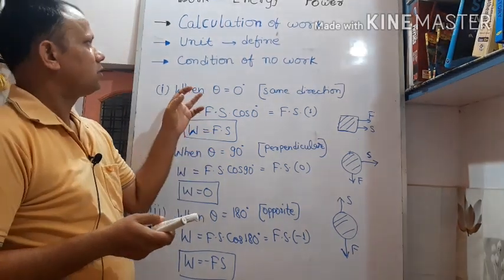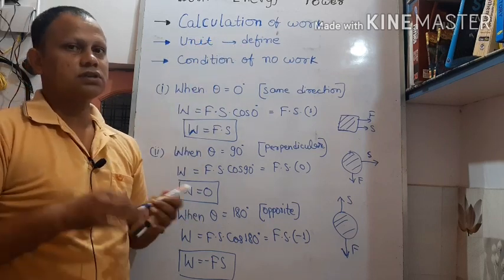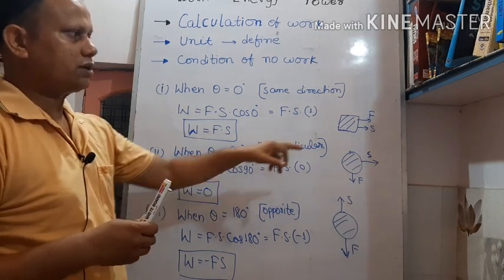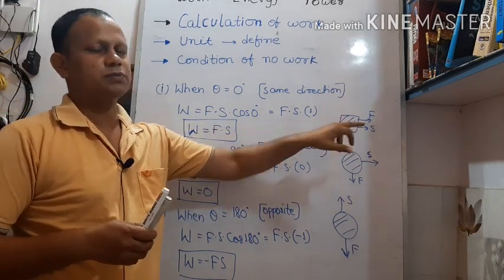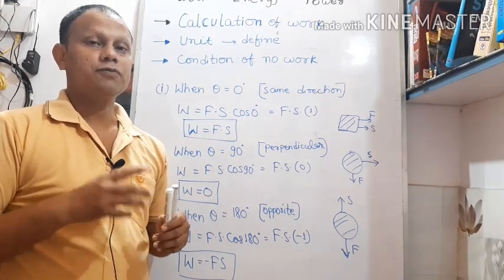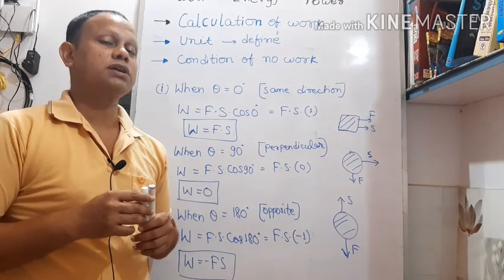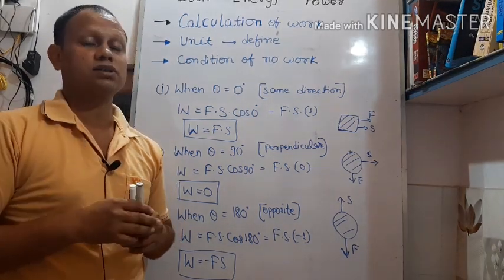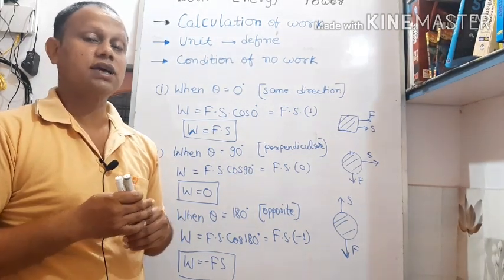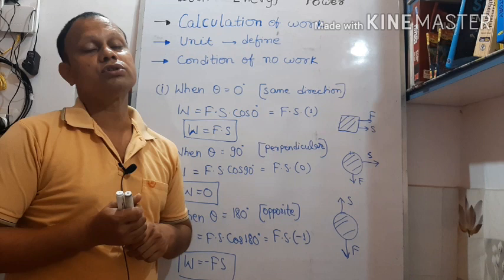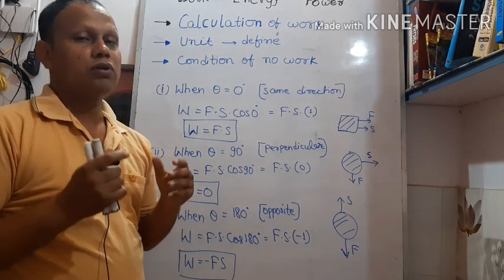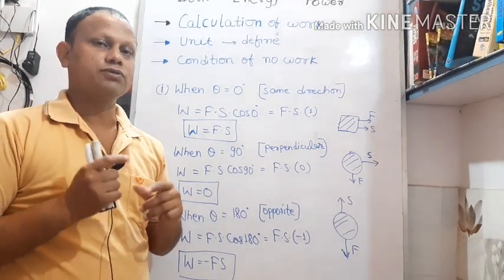So first of all, understanding the calculation of work done in three situations. First situation: when the angle between the force and displacement is 0 degree. And when does it happen? Whenever force is applied on any object and the displacement is also in the direction of force, then we take it that both are in the same direction, and the angle between the force and the displacement is taken as 0 degree.